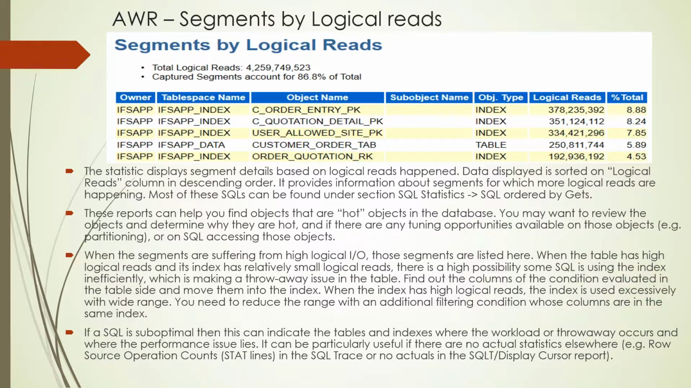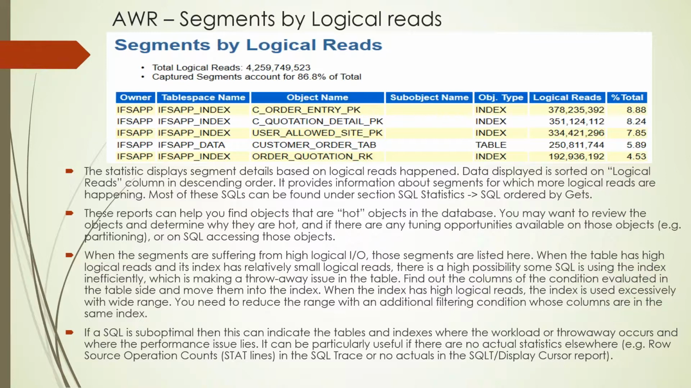This report can help you find the objects which are hot, that means which are being accessed by Oracle a lot of the time. When segments are suffering from high logical IO, those segments are listed here. Typically the table has high logical reads and its index has relatively small logical reads. Here you can see the owner is IFSAPP, the tablespace name is IFSAPP index, and the object name is a primary key index. The object type is index, so you have high logical reads on the index and a few low logical reads on the table.